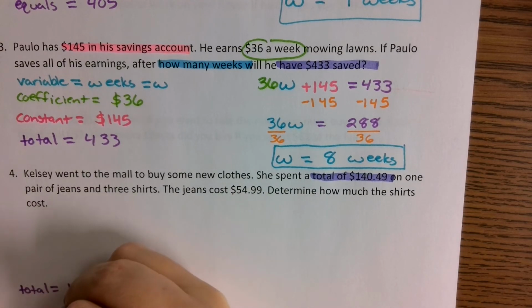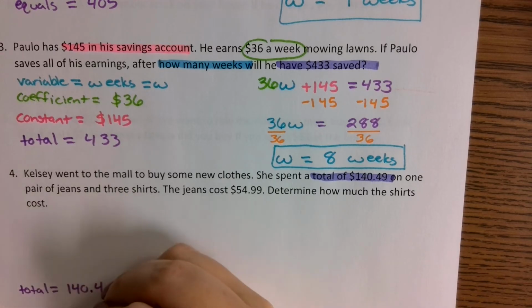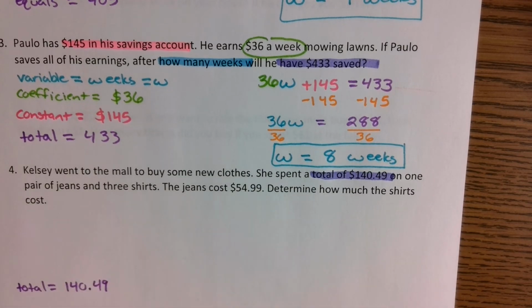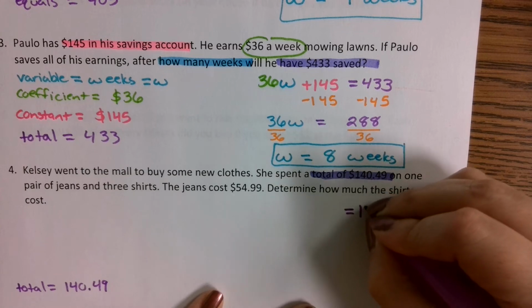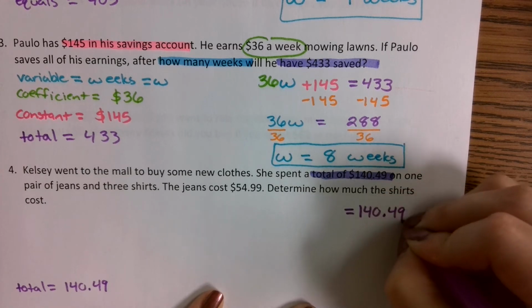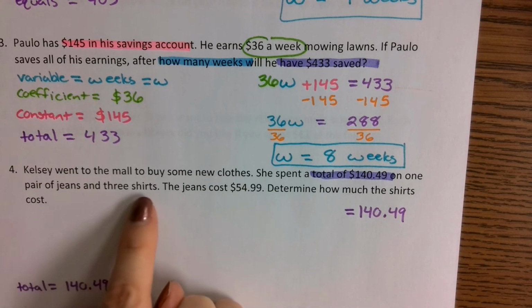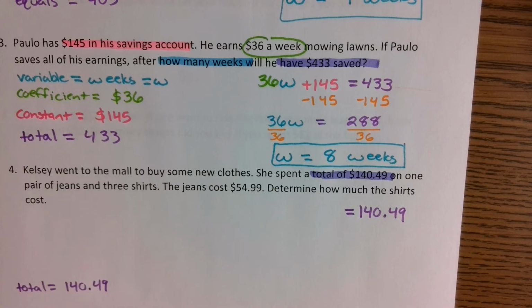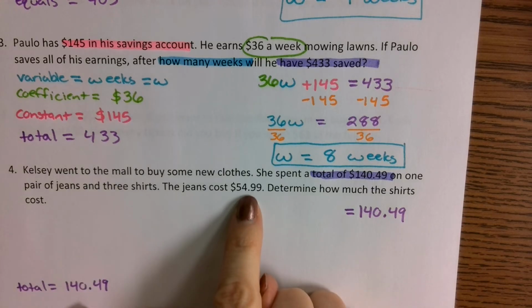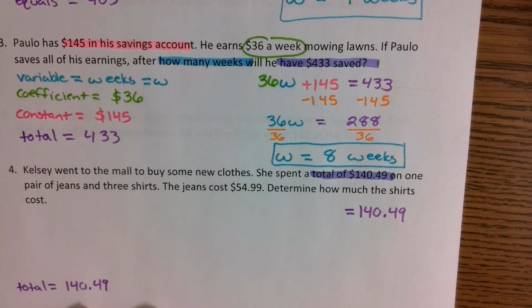I know what it's going to equal. I know I have an equation that's going to equal 140.49. So I'm even going to write that up here. It equals 140.49. Now I've got to figure out what my equation looks like. She bought 1 pair of jeans and 3 shirts. Now, the jeans cost $54.99. So she bought only one of those. So that's a one-time value, isn't it? If she only bought one of them, that's a one-time occurrence.